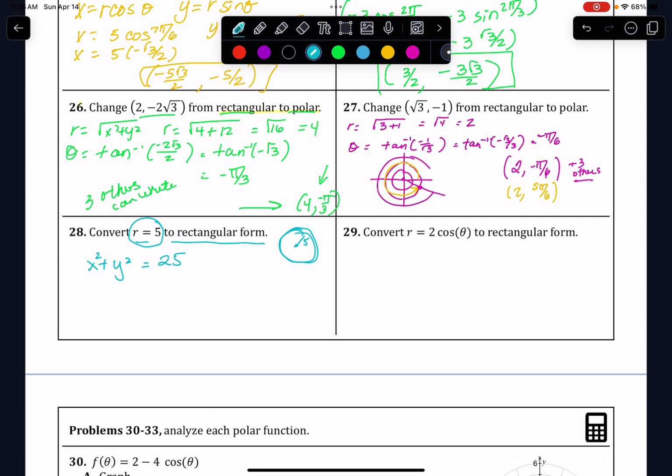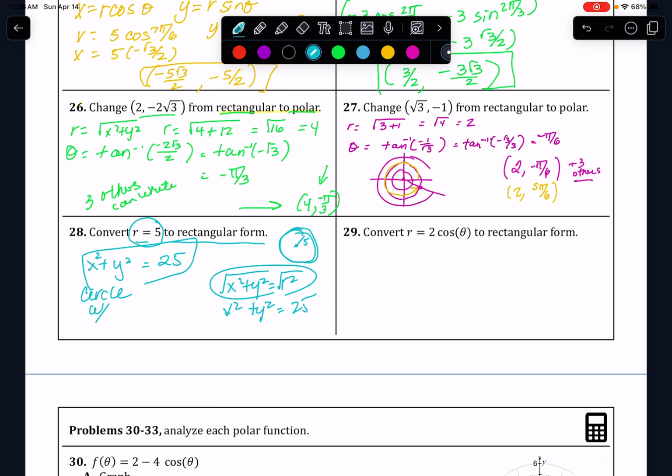And if you forgot, you know how to do that. x squared plus y squared is r squared. So x squared plus y squared is 25 is your formula for r anyway, using the Pythagorean theorem when we did that, right? r is the square root of x squared plus y squared. So let's just quickly identify this as a circle with a radius 5 at center 0, 0.